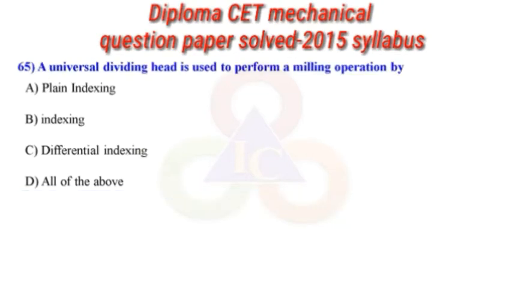65. A universal dividing head is used to perform a milling operation by A. Plane indexing. B. Indexing. C. Differential indexing. D. All of the above. Answer is all the above.